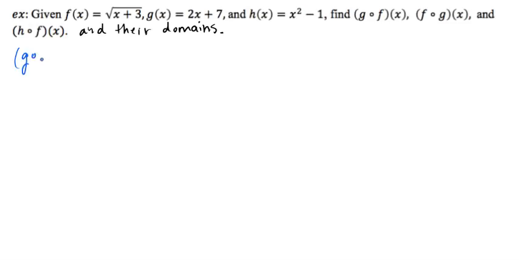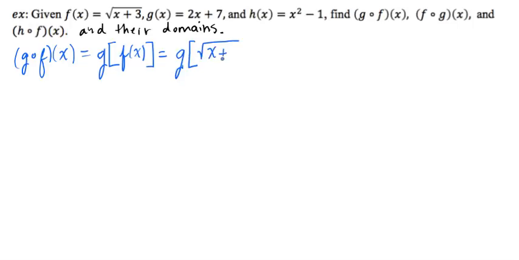So g composed of f of x means g of the function f of x. So f is the input to the function g. So we work our way from the inside out. So we start by plugging in f of x here. So we have g of the whole function f of x, which is the square root of x plus 3. So the root of x plus 3 is the input to the function g. So we would replace that x by root of x plus 3. So we'll have 2 times the square root of x plus 3 plus 7.